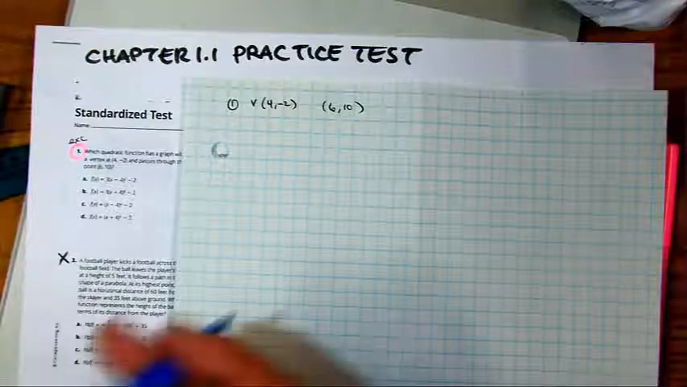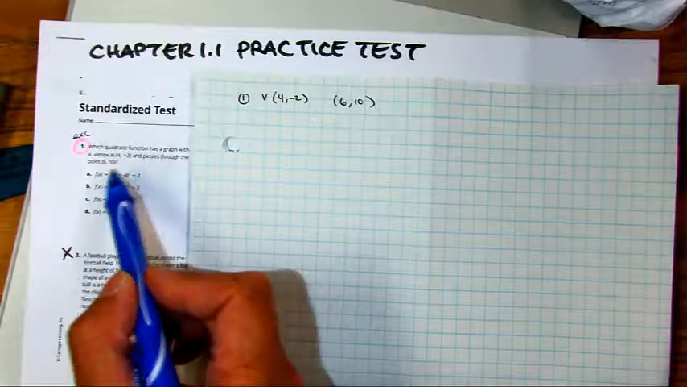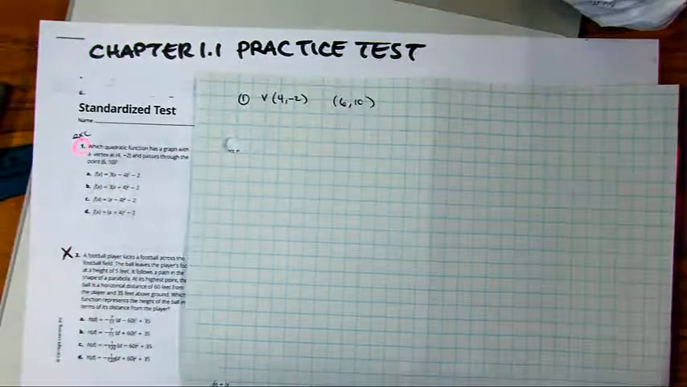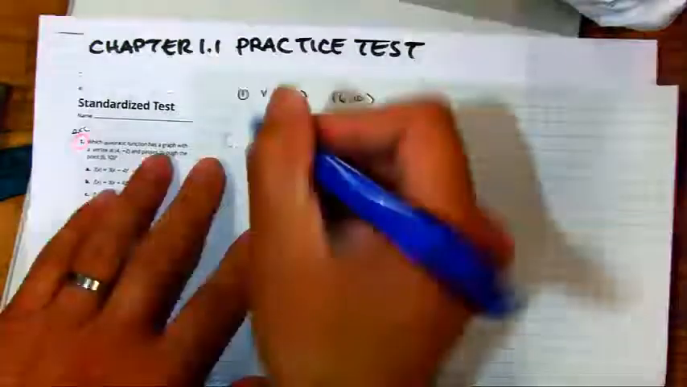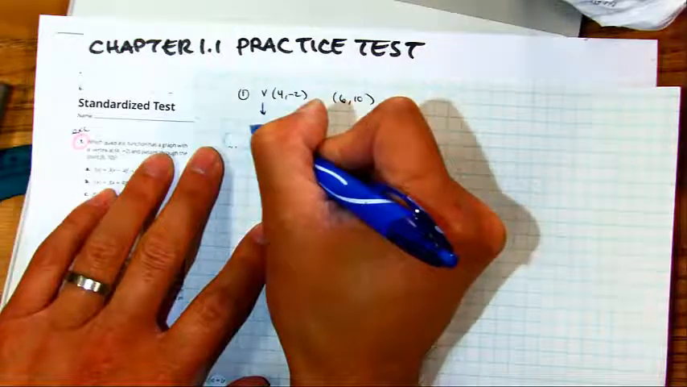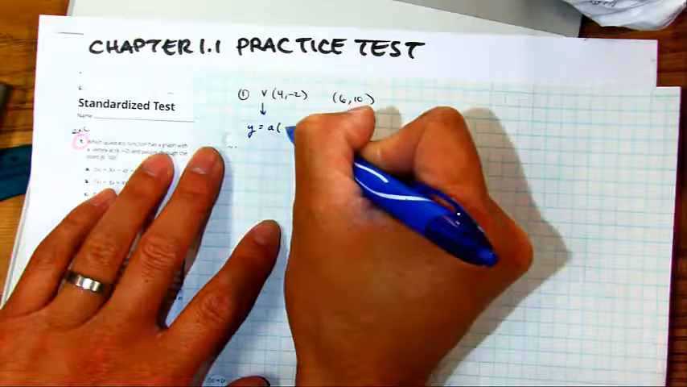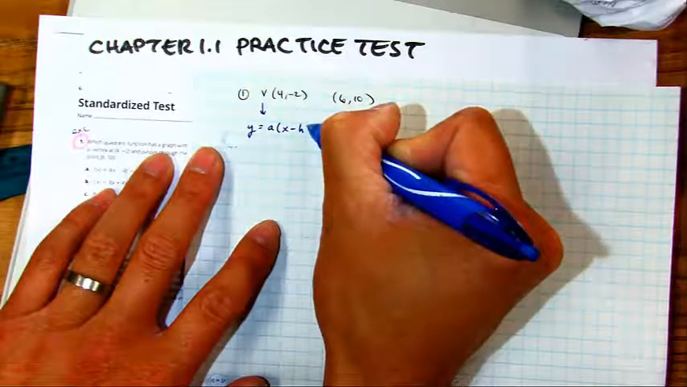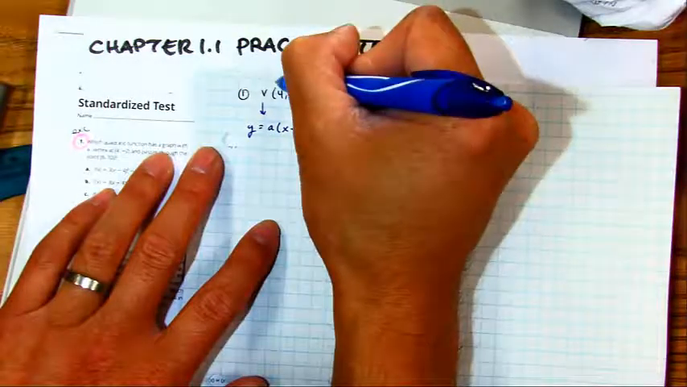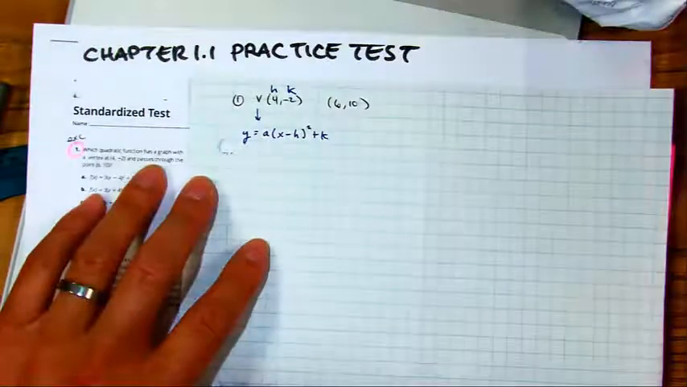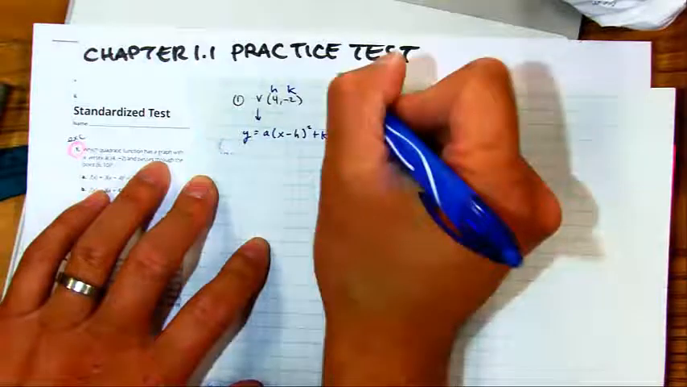It says, which quadratic function has a graph with a vertex at (4, -2) and passes through the point (6, 10)? Class, which form of quadratics has the vertex in it? The vertex form. What is the vertex form? y = a(x - h)^2 + k. So the vertex has h and k to be 4, -2, and the point is just an ordered pair.